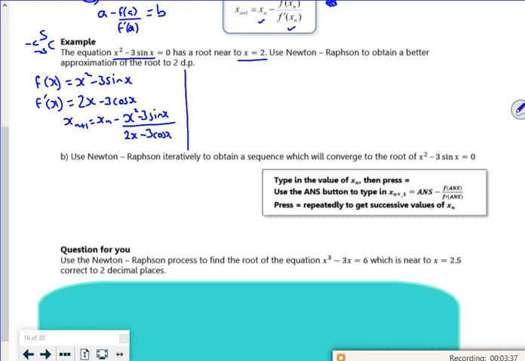And I'm going to use x1 is 2. So x2 is 2 minus 2 squared minus 3 sine of 2, all over 2 lots of 2 minus 3 cos of 2. Now what I will say is because this is sine of 2, I'm reckoning it's radians.